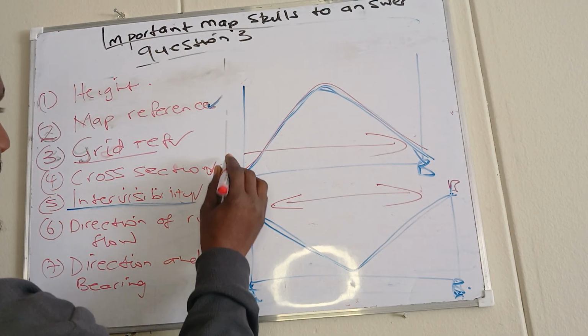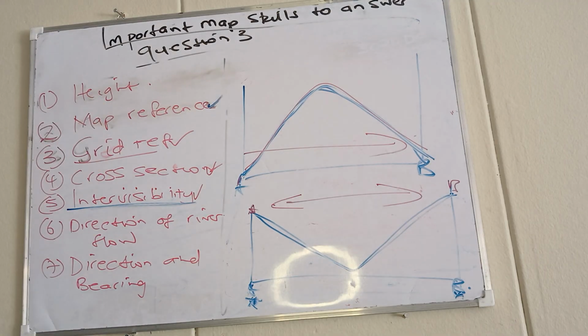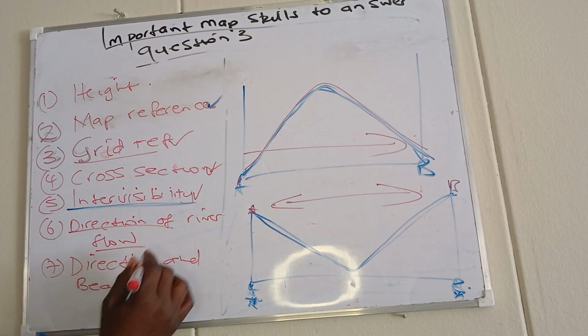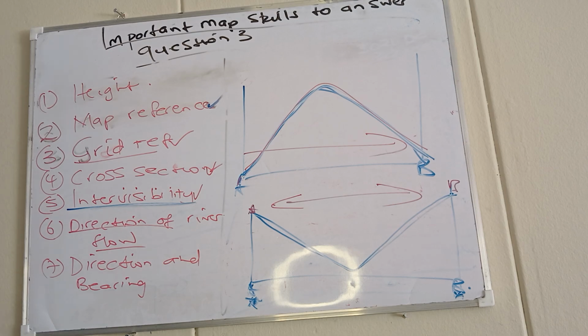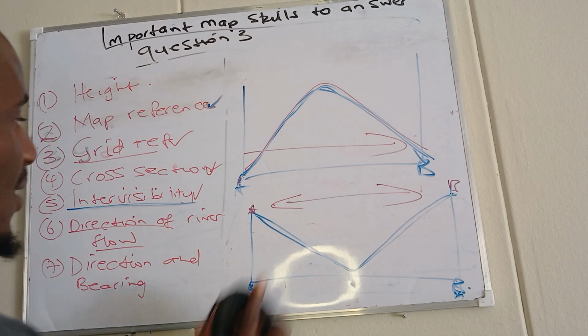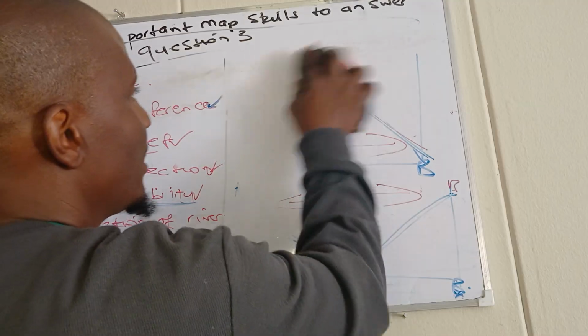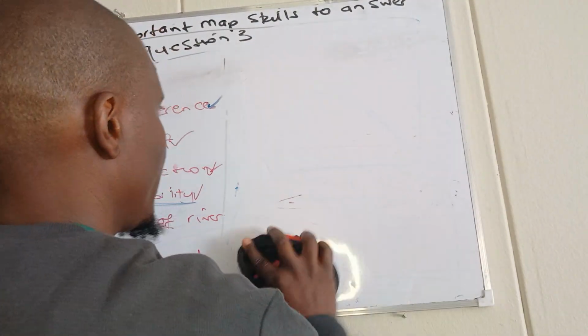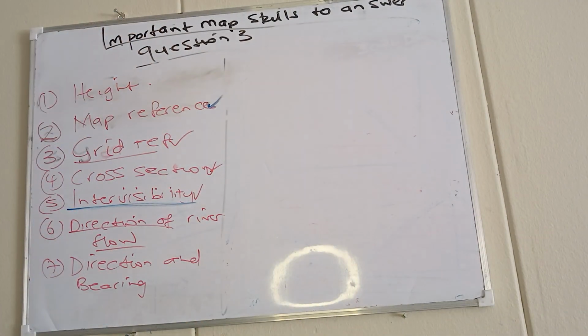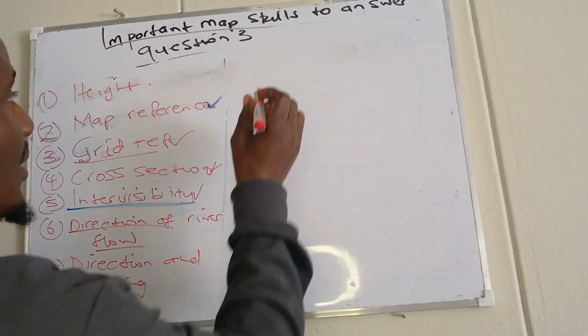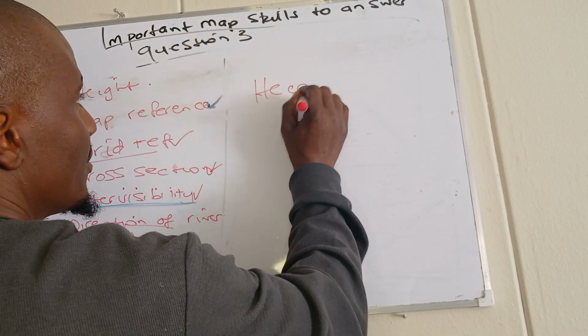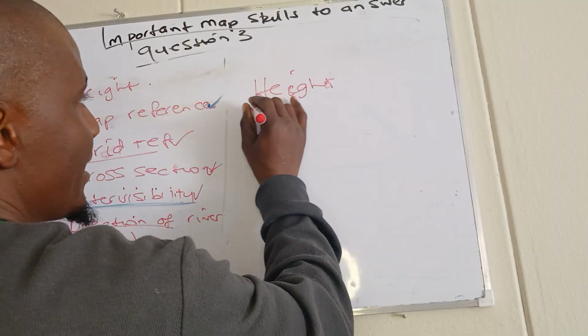Okay. So the other thing that you're supposed to know that is important as far as number 3 is concerned is the direction of the river flow. When we talk about the direction of a river flow, how do you determine the direction in which the river is flowing? Number 1 is you have to make use of your height. Just check your height. Why am I saying height?